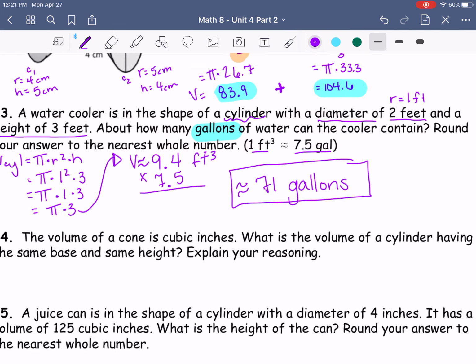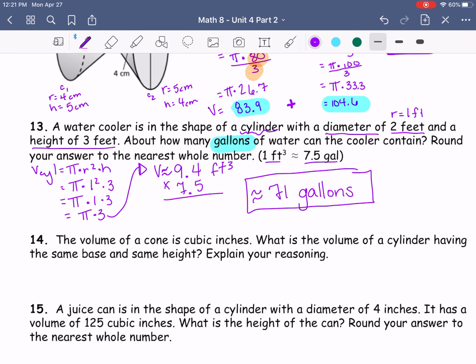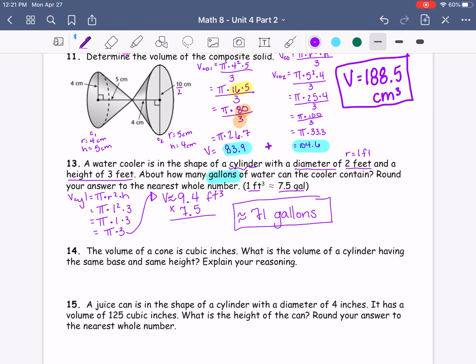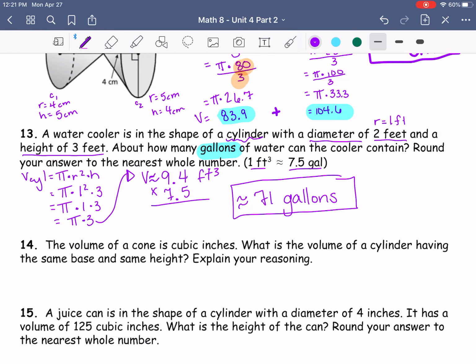All right, number 14. Now, number 14 probably sounded a lot harder than it actually is. The volume of a cone is cubic inches. What is the volume of a cylinder having the same base and same height? Oh, you know what? This was supposed to be 6 pi cubic inches. That's fun. All right. But that's okay because we're just going to explain.